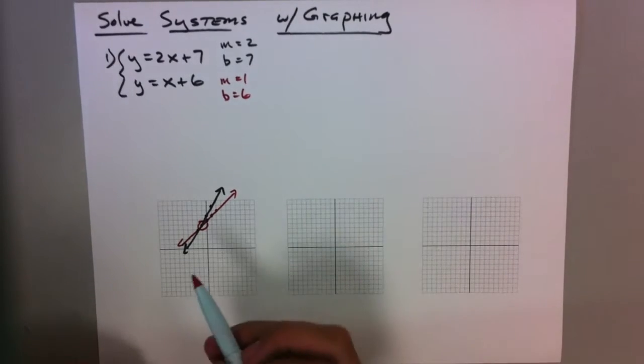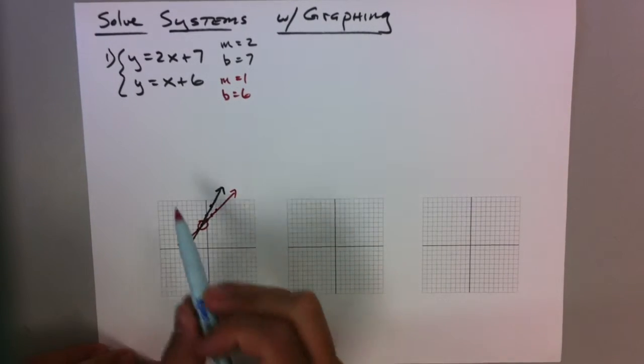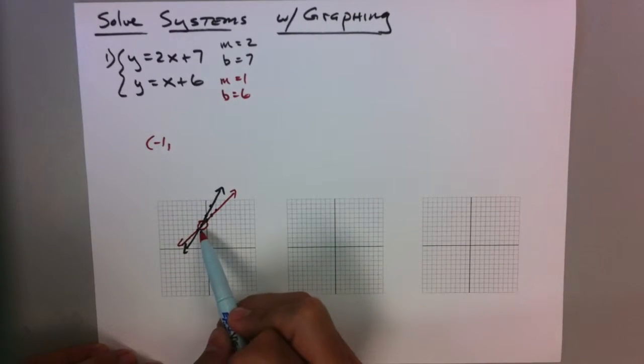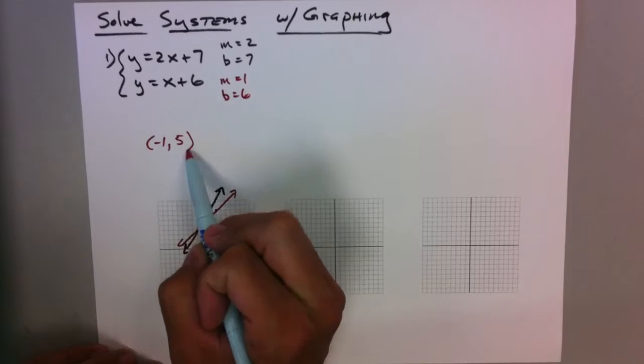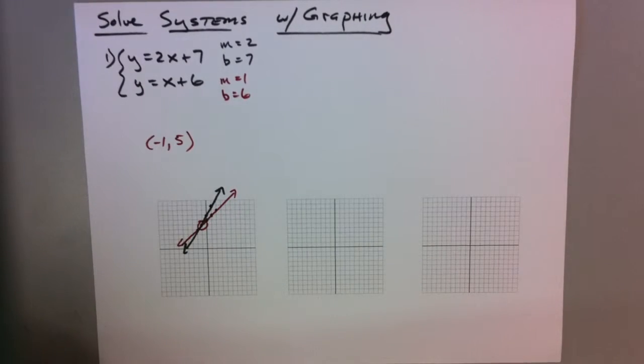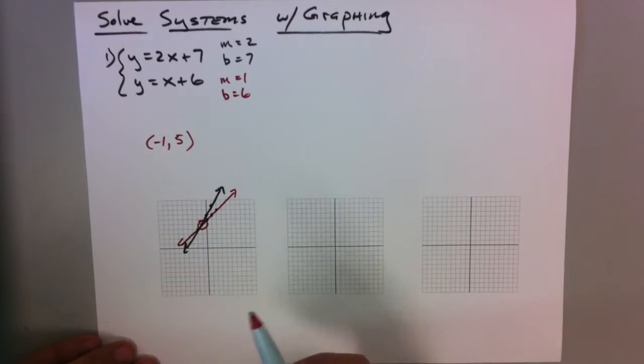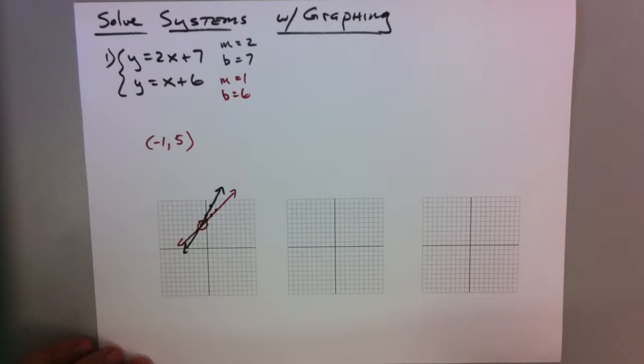So where is my intersection point? Well, I got to count it. So that's -1, comma 1, 2, 3, 4, 5. So my solution to this system is -1, 5. Why is that my solution? Because as I look at my graph, that is where they cross, at -1, 5. How else could I determine that?